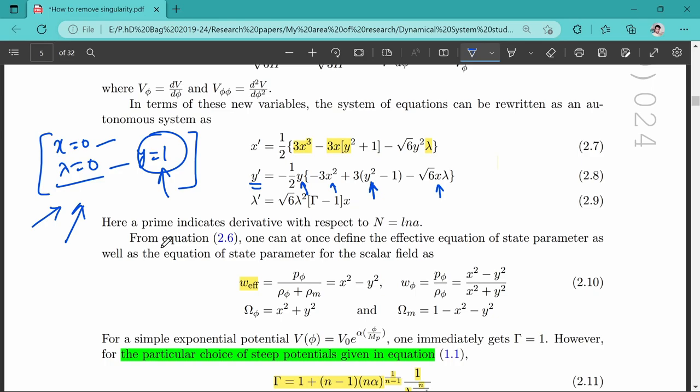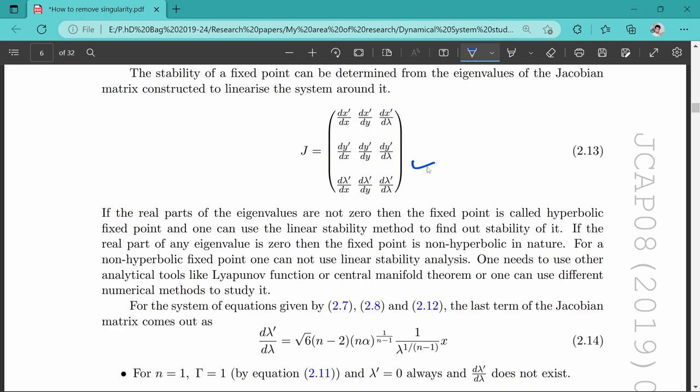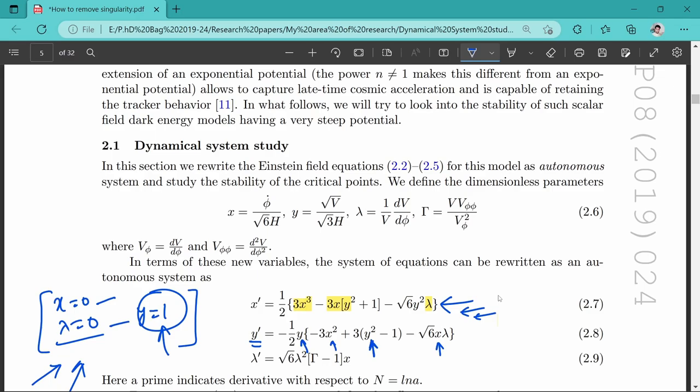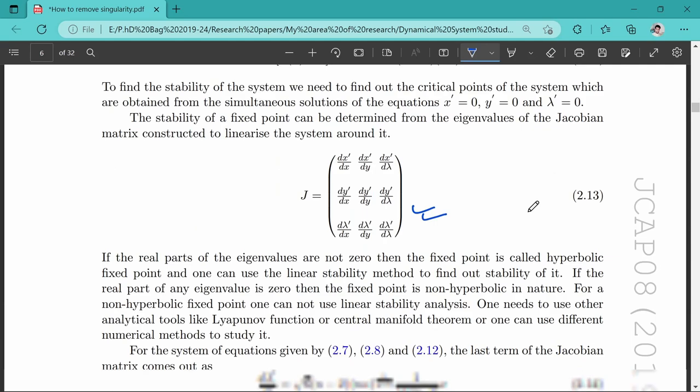When we define the Jacobian using this matrix, whenever you have the x prime equation divided by x, whatever the right hand side is, you must differentiate with respect to x, y and lambda. Similarly, differentiate y prime with respect to x, y, lambda and so on with equation 2.9. So that is the matrix that you will find, the Jacobian. This is called linearization of the autonomous equation.